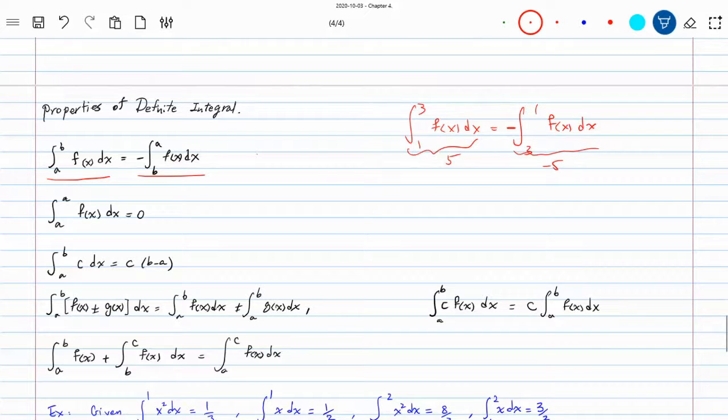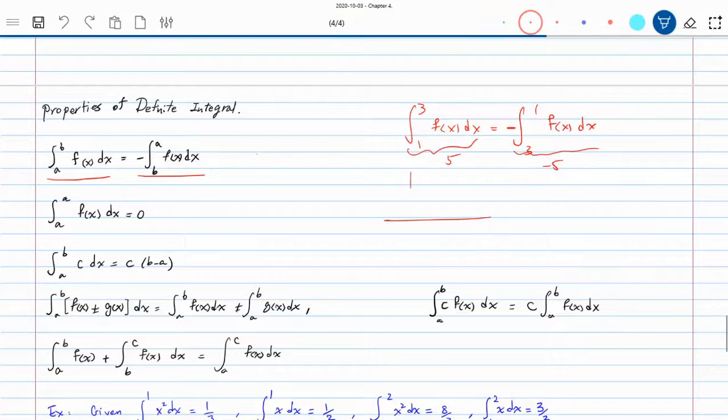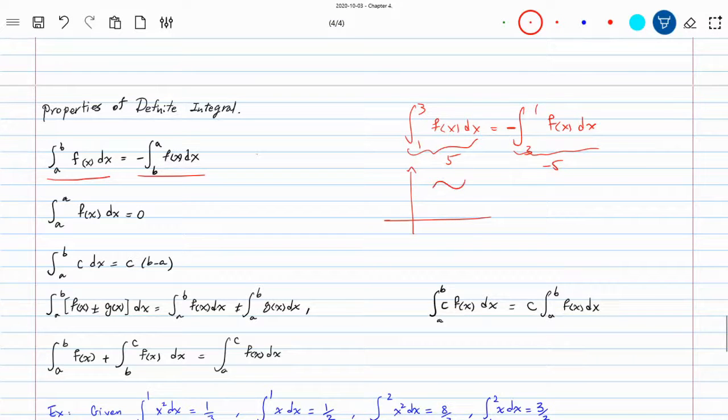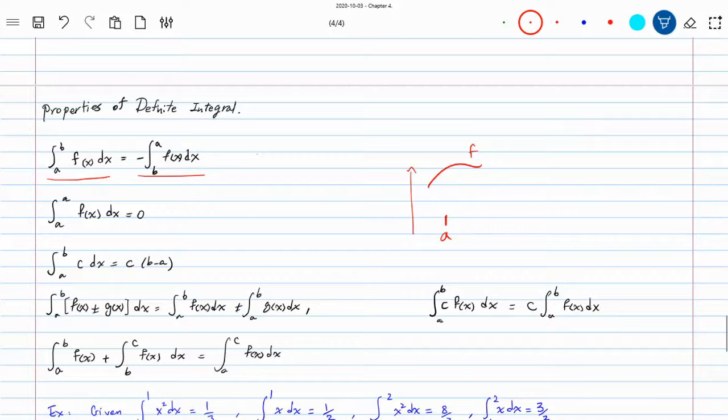What if it's from a to a? What does it mean? It means if you have a function f, and they ask you to calculate the area from a to a. A is not here anymore. A is exactly at that point. What is this area? This is a straight line. It has 0 area. So what is the integral? The integral must be 0. If the boundaries are equal, then the area is 0, because the interval is basically a point.